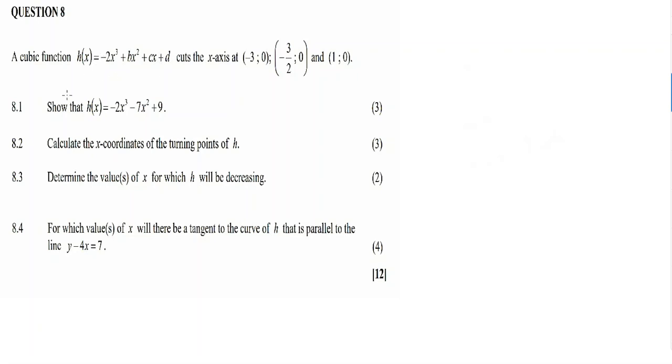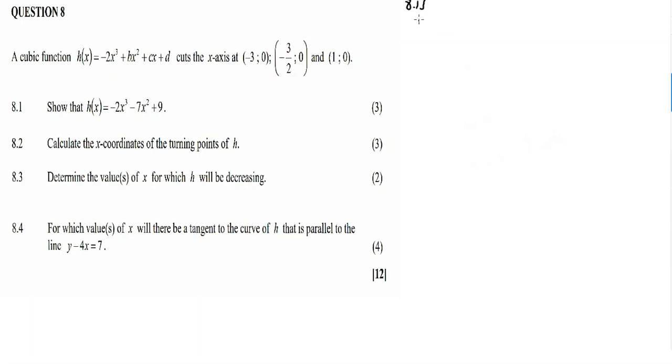So here, like 8.1, we have to show, in other words, we have to derive the equation for function h, but here they have already given it, so we just have to show it for 3 marks. Now 8.1. Right, now they say the points where h cuts the x-axis are -3, 3 over 2, and 1. So these are the x-intercepts, right?